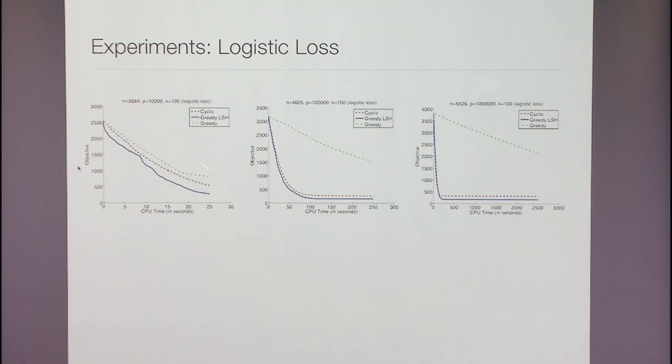But still, it's not as good as we expected. And that's because we didn't really tweak the LSH data structures. And that, I think, is a very interesting open problem. What's the storage used here? The storage is quasi-linear in P.